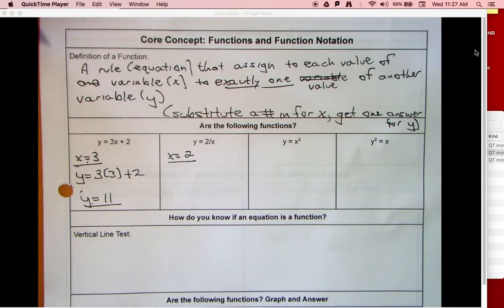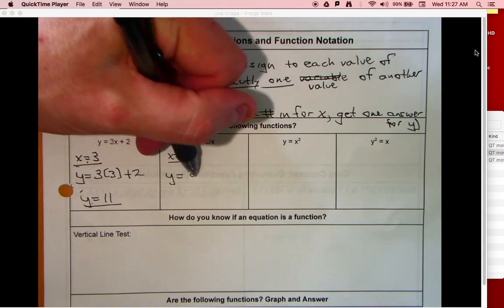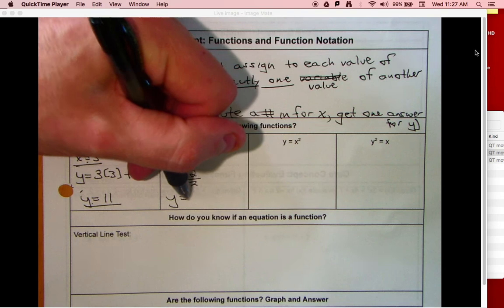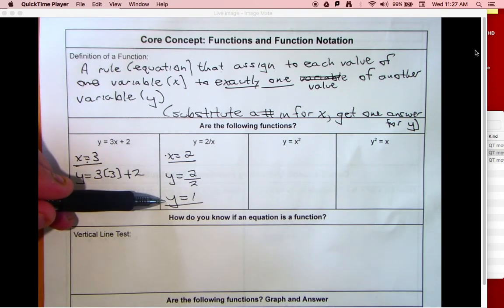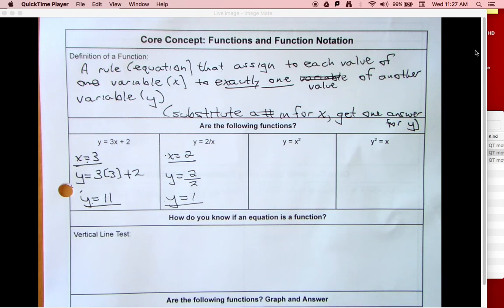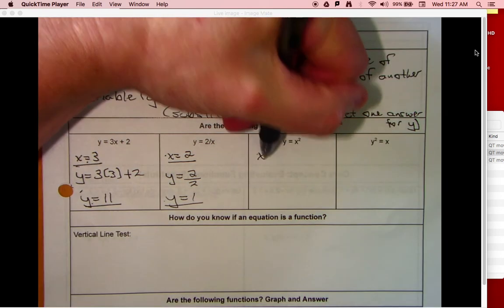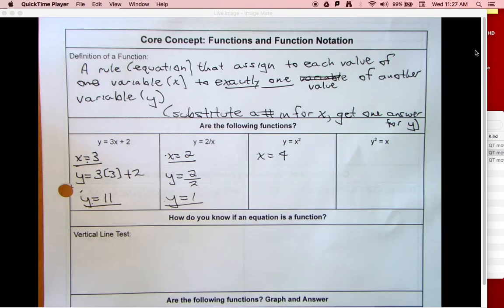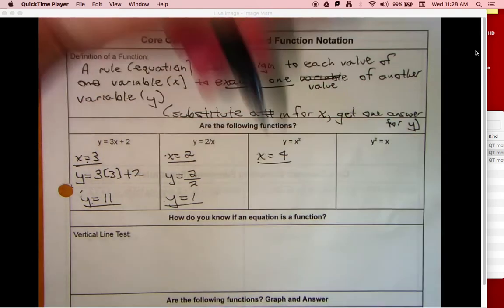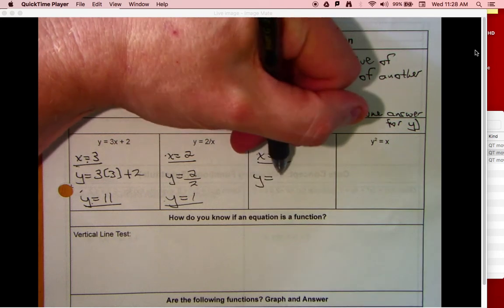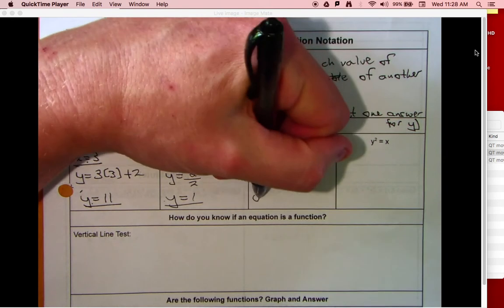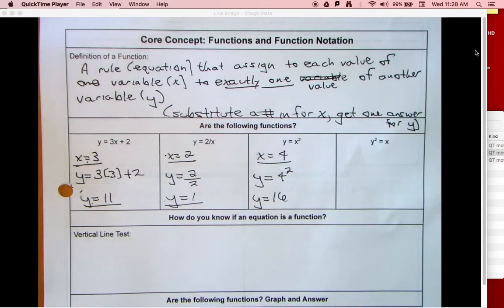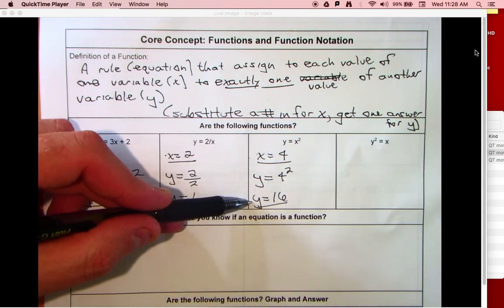And what happens when I plug 2 in there? We get y equals 2 over 2, or y equals 1. Once again, notice, plug one answer in for x, get one answer in for y. Similarly on this third one, let's say x equals, I don't know, we'll say 4. What happens when I plug x in there? I get 4 squared, and I get y equals 16. Once again, plug one number in for x, get one answer for y.